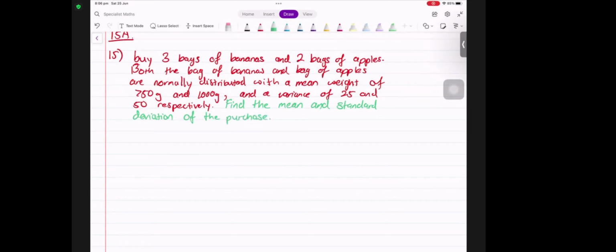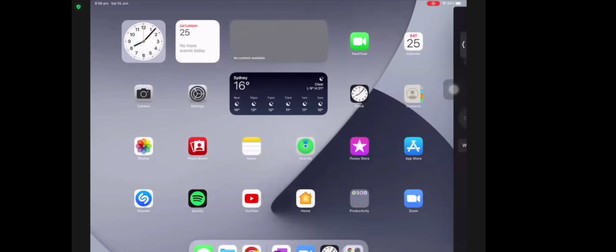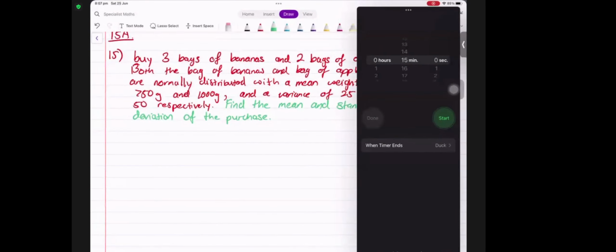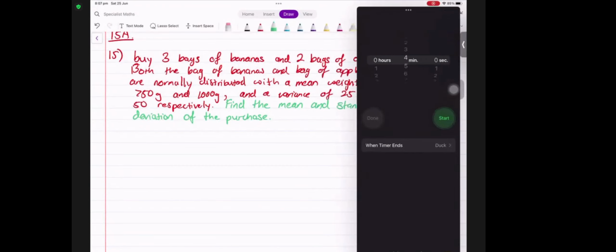So I'll quickly put it this way: if you buy 3 bags of bananas and 2 bags of apples, both the bag of bananas and the bag of apples are normally distributed with a mean weight of 750 and 1,000 and a variance of 25 and 50 respectively. So find the mean and standard deviation of the purchase. I'll put a small timer on it too.